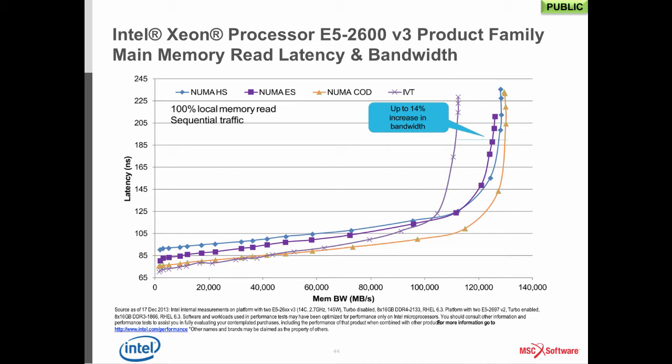Now, Haswell actually can operate in 3 different BIOS modes. One's called Home Snoop, NUMA Home Snoop, NUMA Early Snoop, and then NUMA Cluster on Die. You don't need to worry about the differences there. It's just that if you want to tweak a system for optimum performance for a given code or workload, there are BIOS settings that can give you an extra, say, 3% performance differential in the new Haswell platform.